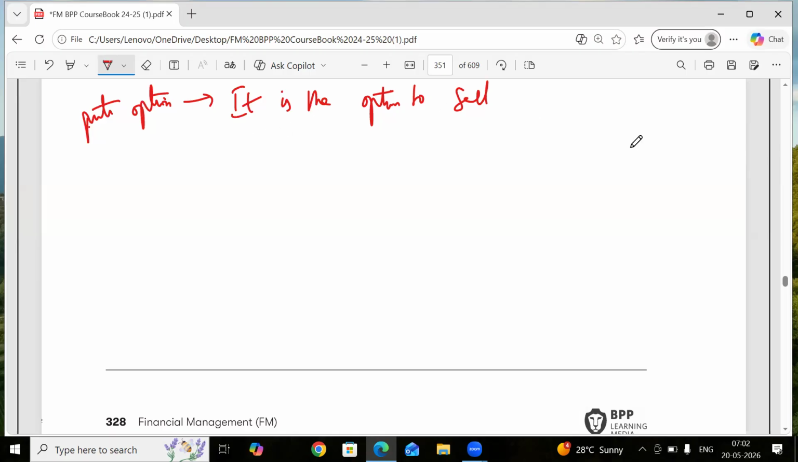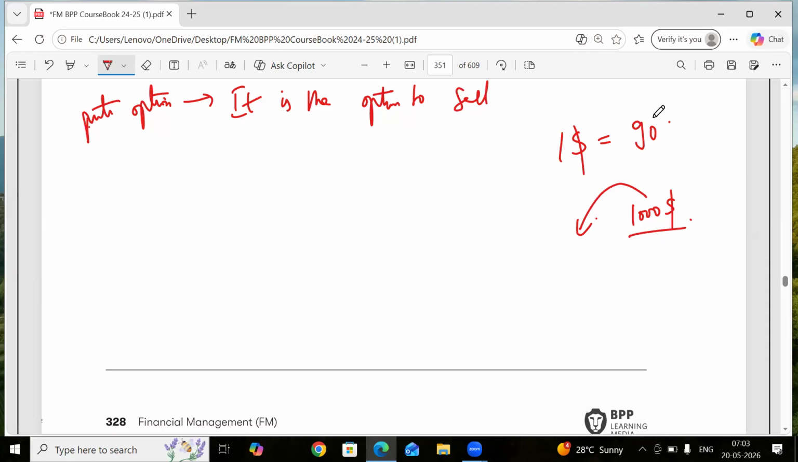So let's say $1. So here put option is option to sell. Okay. Call option was option to buy. So $1, let's say, is 90 right now. I'm supposed to get $1,000 from US. This is my receivables. This is my foreign currency asset. I'm worried that its value should not fall. Its value falls, I'm going to incur loss.